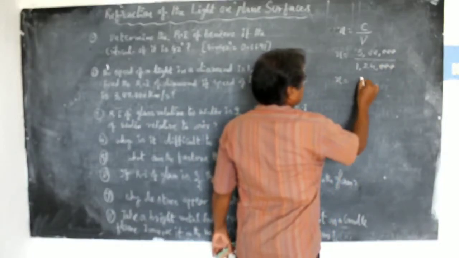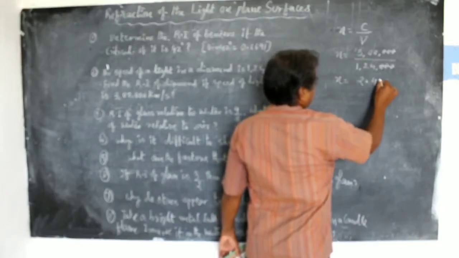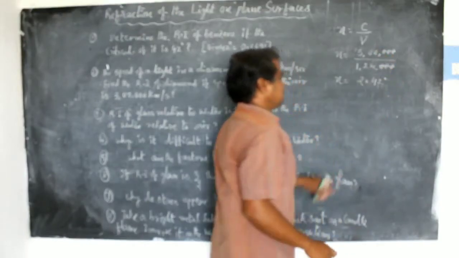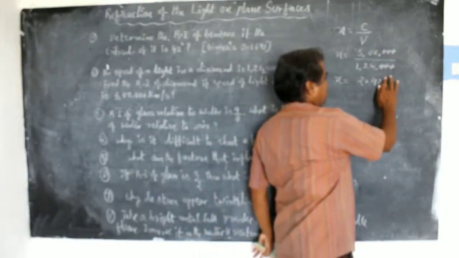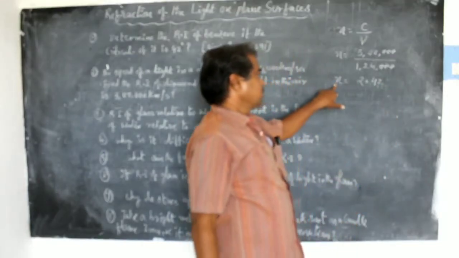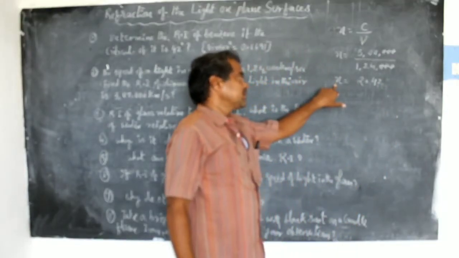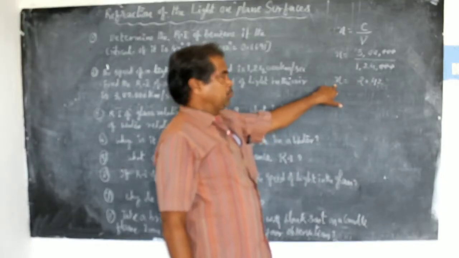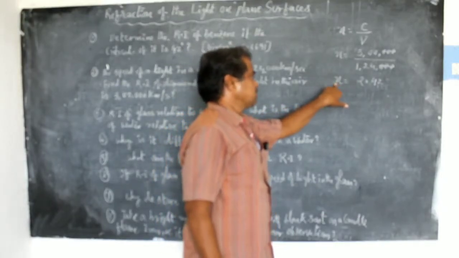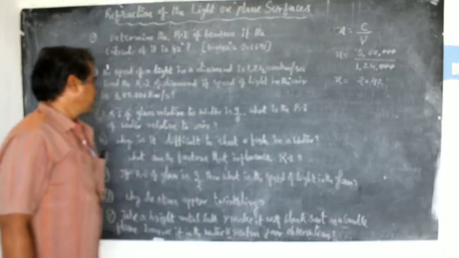So n is equal to 2.42. By calculation, we get this value 2.42. We have already known that refractive index does not have any units. Okay, so n is equal to 2.42.